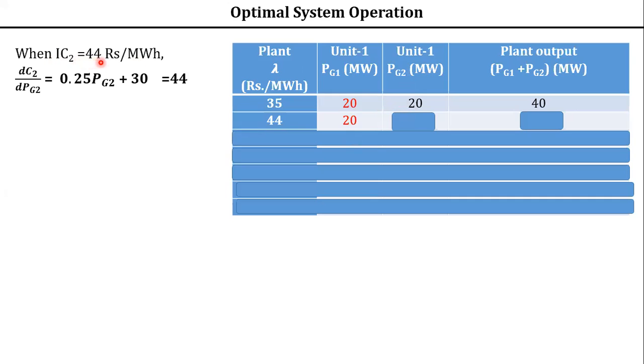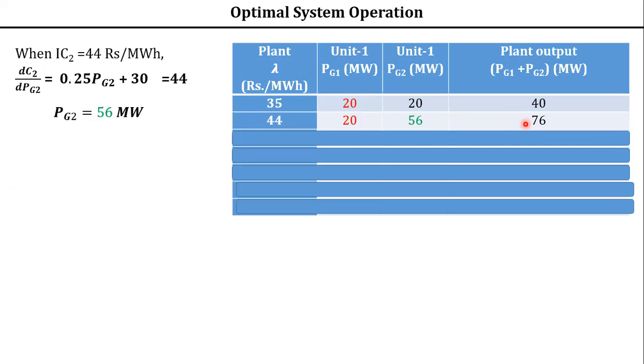So when lambda is equal to 44, what is the IC equation that we got? 0.25 PG2 plus 30, which is given in the problem, is equal to lambda. What is my lambda? 44. Now you find out PG2. That is 56 megawatt. Understood? Hope you understood this one. So what is the load on unit 2 when the lambda value is equal to 44? It is 56 megawatt. So total load will be 56 plus 20, it is 76. Hope you understood this point, how we have to share the load.